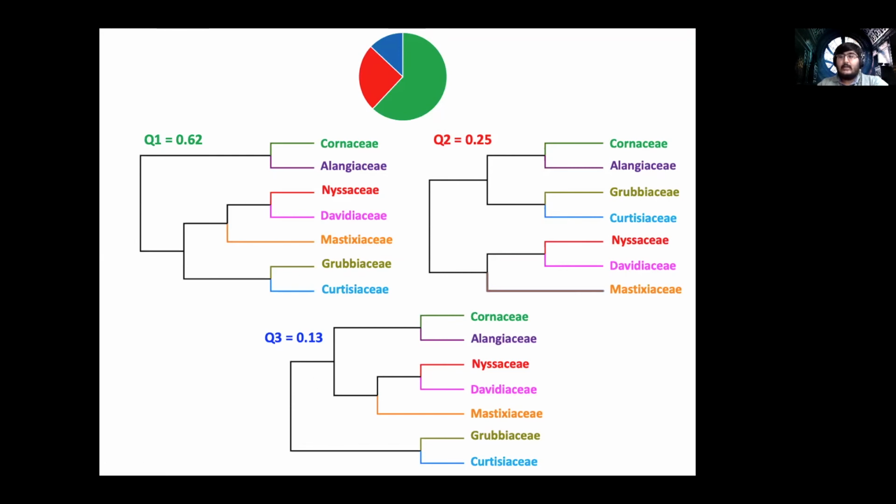Since we see this unequal frequency in our first alternative, we can't assume that this pattern is due to ILS. So perhaps there's some valid evidence for ancient hybridization or gene flow leading to this Grubiaceae Cartesiaceae clade, perhaps some gene flow with the Cornaceae and Langiaceae.